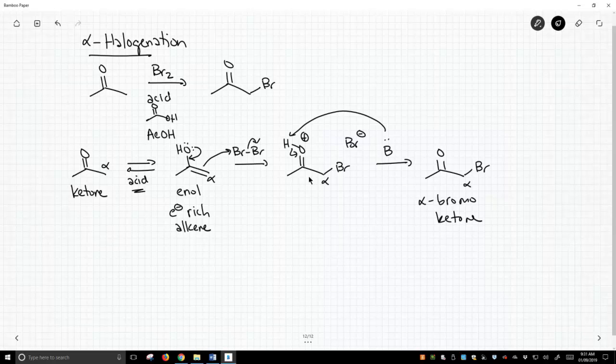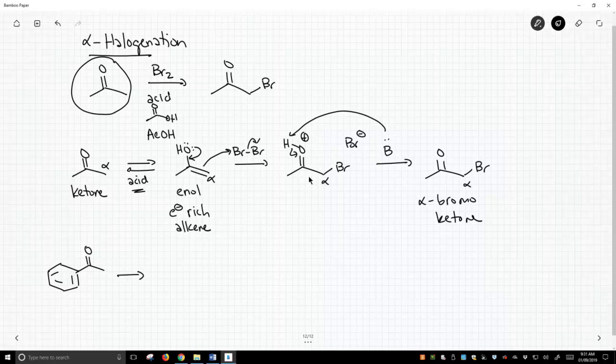Now, I pick on this ketone in the upper left in almost all these videos. I use acetone. Why do I use acetone? It's not because this chemistry only works on acetone. It's because it's easy and quick to draw. But we could do this same reaction on any number of ketones.